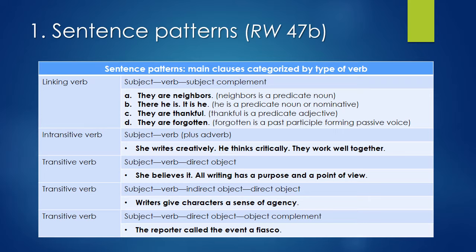All writing has a purpose and a point of view, where we have subject, verb, object. Another kind is the sentence pattern, subject, verb, indirect object, with a direct object afterwards. For instance, writers give characters a sense of agency, where characters is the indirect object. And finally, subject, verb, direct object, and object complement. For instance, the reporter called the event a fiasco, where a fiasco describes the event further, and so we call that an object complement.